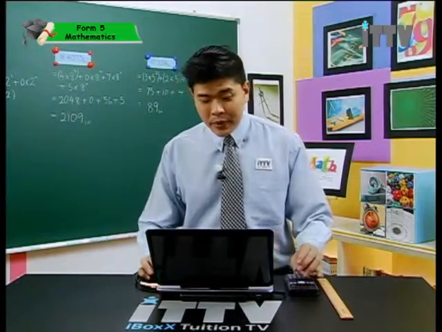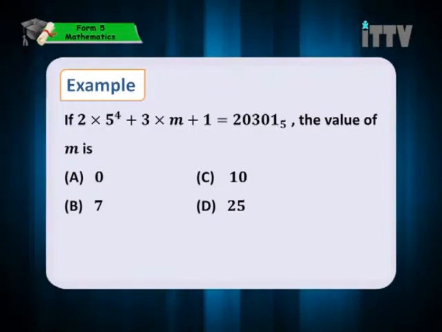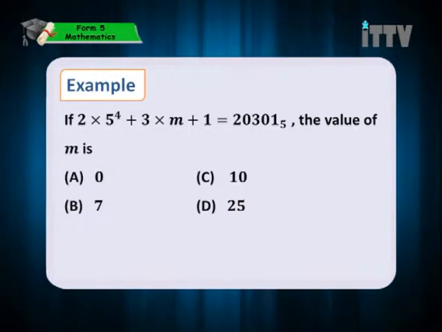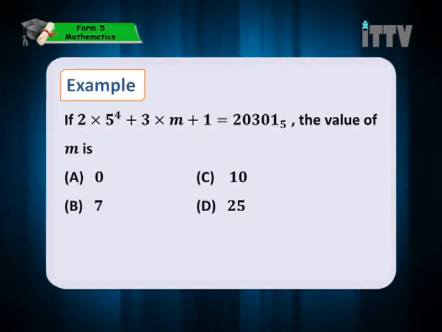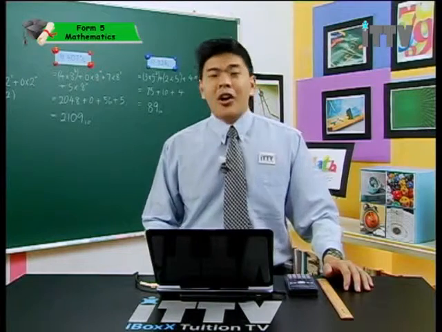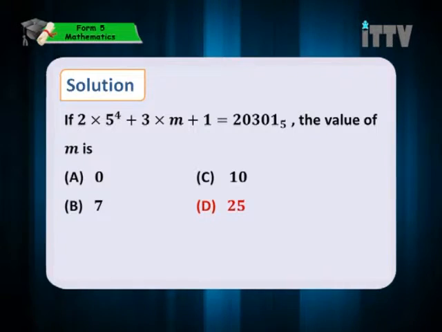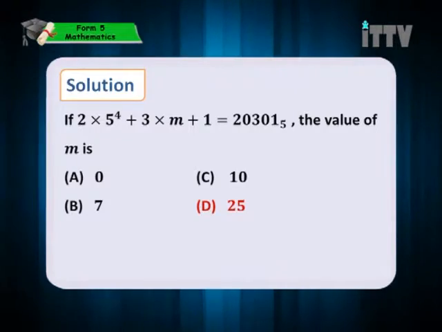Next example. Why don't you guys try out this one? If 2 multiplied by 5 to the power of 4 plus 3 multiplied by m plus 1 is equal to 20301 in base 5, the value of m is it A, 0, B, 7, C, 10, or D, 25? The solution will be D, 25, because m is actually 5 to the power of 2, and 5 to the power of 2 is 25.